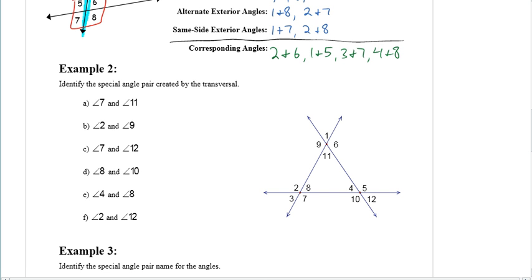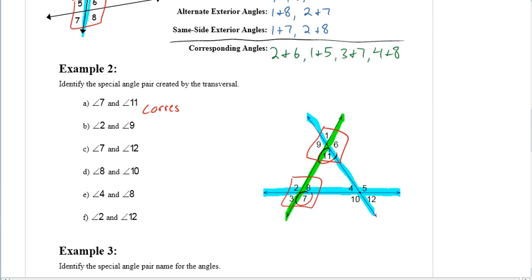Okay, so angle 7 and angle 11. If we look at this, these are our two lines that we're looking at, and this is our transversal because it's cutting through. So if we look at 7 and 11, this is one. If we have that box around it, that angle 11 and angle 7 are both bottom right, so we would say that those are corresponding.